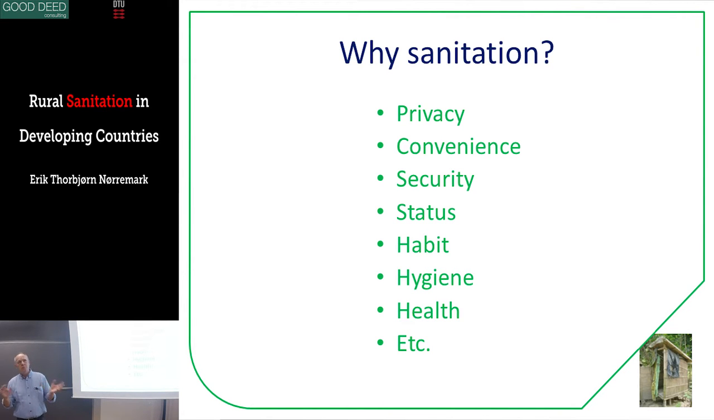In developing countries, security is also an issue. If you go out at night and you don't have a toilet, you need to go a little bit far from the house. You might risk getting attacked. Also, status. If you can show you have a bigger toilet than the neighbor, it's like here in Denmark, we have a bigger car or bigger television. Then again, we have the habits. What are people actually used to? If nobody in the whole village is used to latrines, then it's a little bit difficult to introduce.